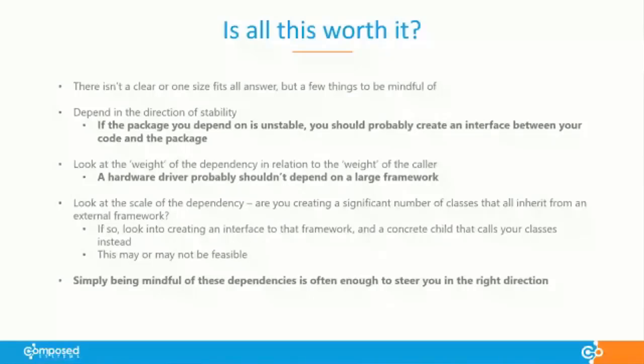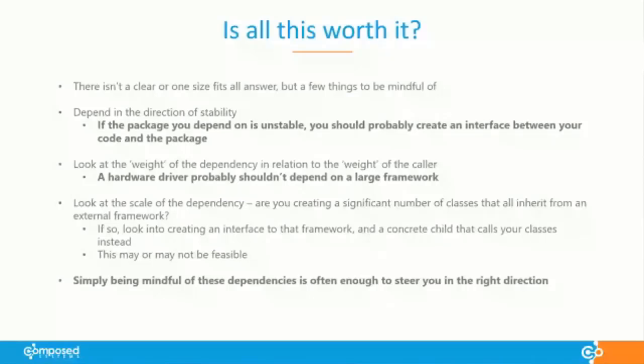Another thing to look at is the weight of the dependency in relation to the weight of the caller. If whatever you're developing is really simple and it has a dependency on some giant framework or a bunch of code, 1,000 VIs for a package that's 5 VIs, you should probably create an interface between those 2 layers. Something really simple probably shouldn't depend on something huge. You should also look at the scale of the dependency, right?